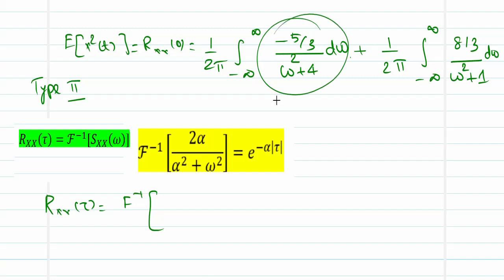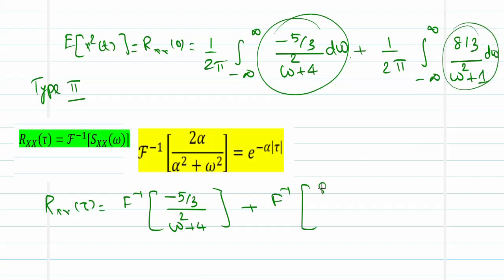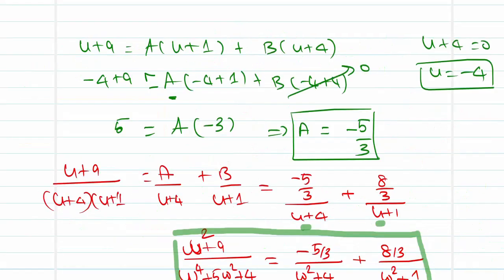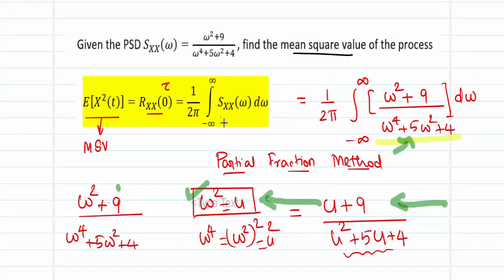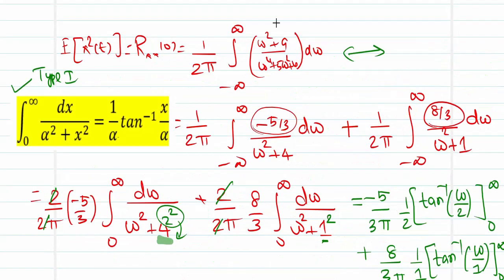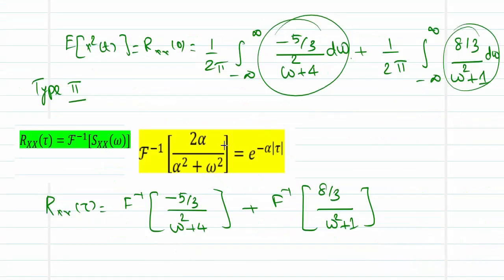This is going to be my Sxx of omega, which has been split as partial fractions: minus 5 by 3 divided by omega square plus 4, plus F inverse of the second factor, which is 8 by 3 divided by omega square plus 1. Notice I will not be having this 1 by 2 pi, because what we wanted was only Sxx of omega. So our Sxx of omega is just this partial fraction alone, which was split as a divided by plus b divided by.